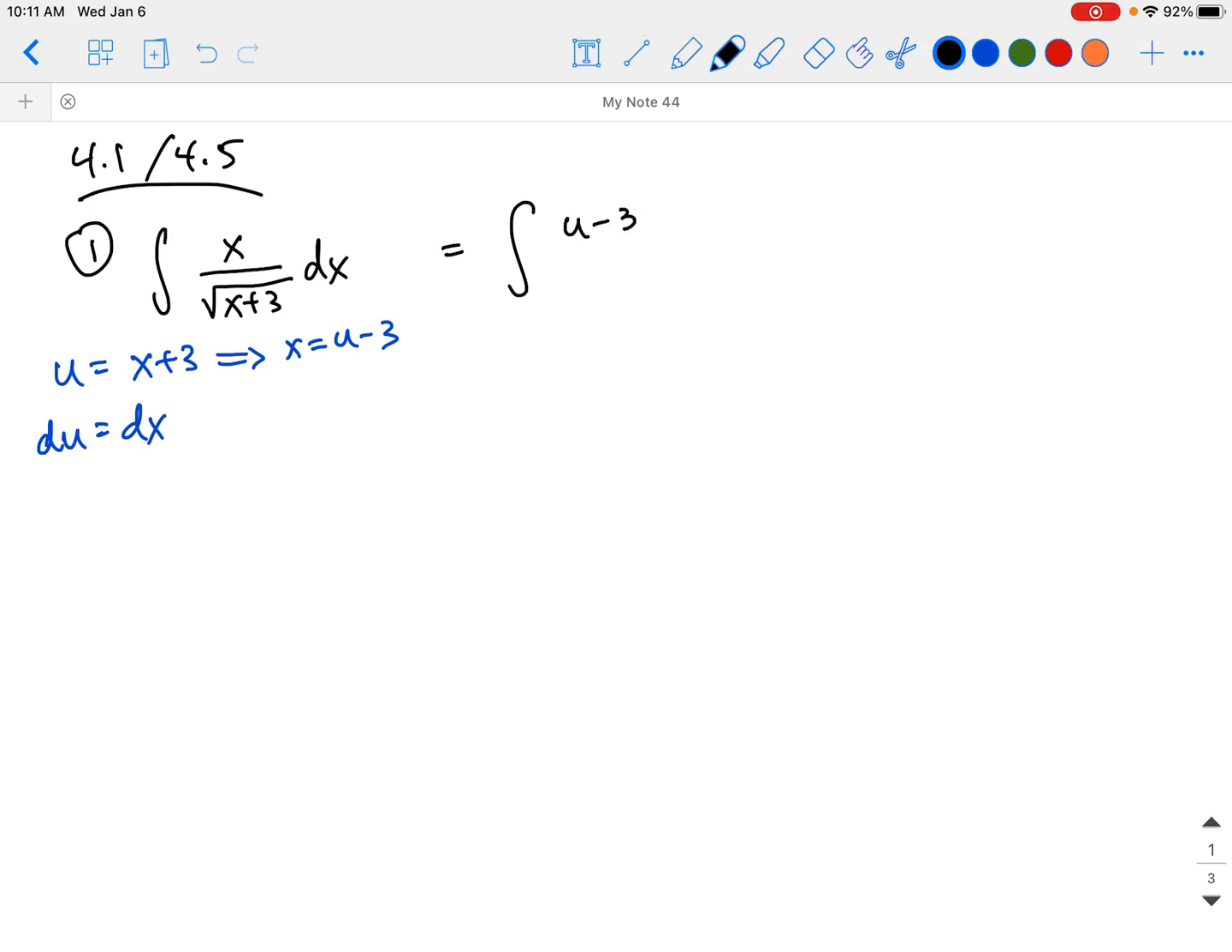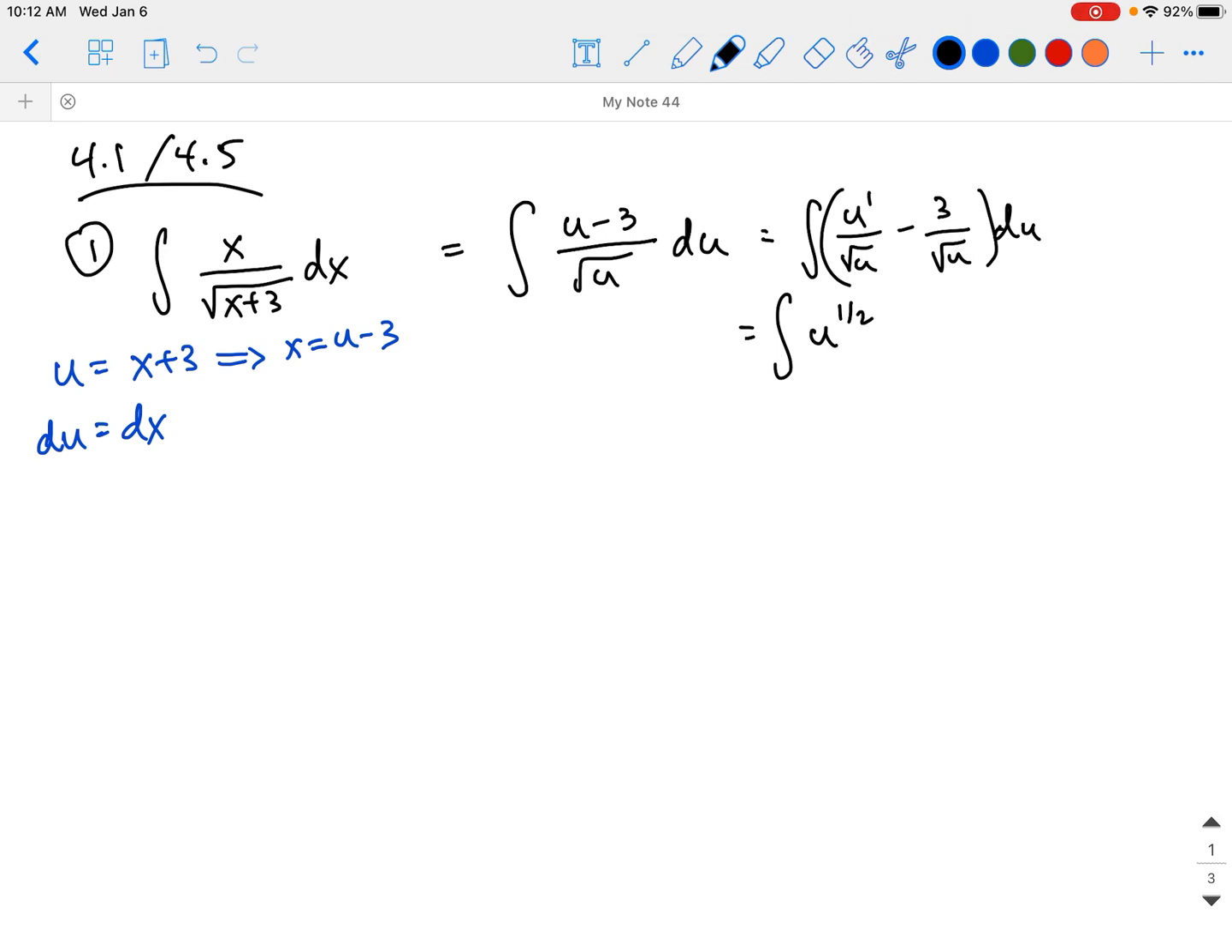So x is just u minus 3 all over the square root of u times du. And now, since I'm dividing by a monomial, we can split the integral into two separate terms. So this is going to be equal to the integral of u over rad u minus 3 over rad u du. You could do two different integrals if you want to, but we're going to do it piecewise anyway. So we'll just note u over rad u is just radical u, so u to the 1/2, since this is u to the first minus a half. And then minus 3, and then u to the negative 1/2.